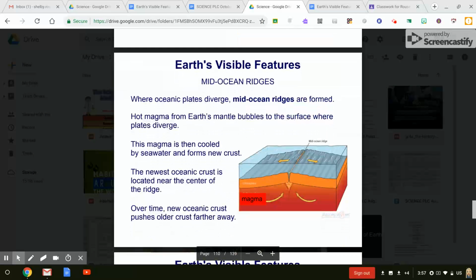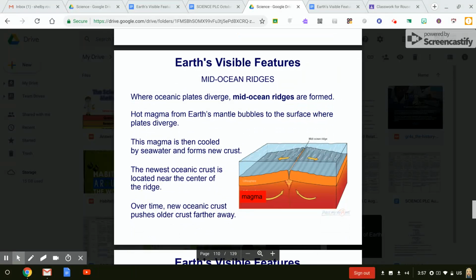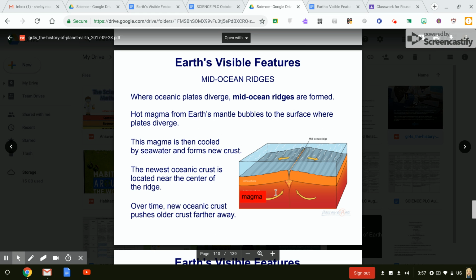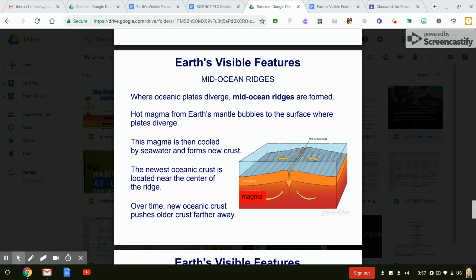Next, we have mid-ocean ridges. Now, this is where oceanic plates diverge. Remember, that means when the plates move apart from each other. And you can see here in this picture, these arrows are moving apart from each other. So when these plates split apart, mid-ocean ridges form underneath. The hot magma from Earth's mantle, remember our three key layers of Earth, we've got our mantle. It bubbles to the surface where those plates diverged.